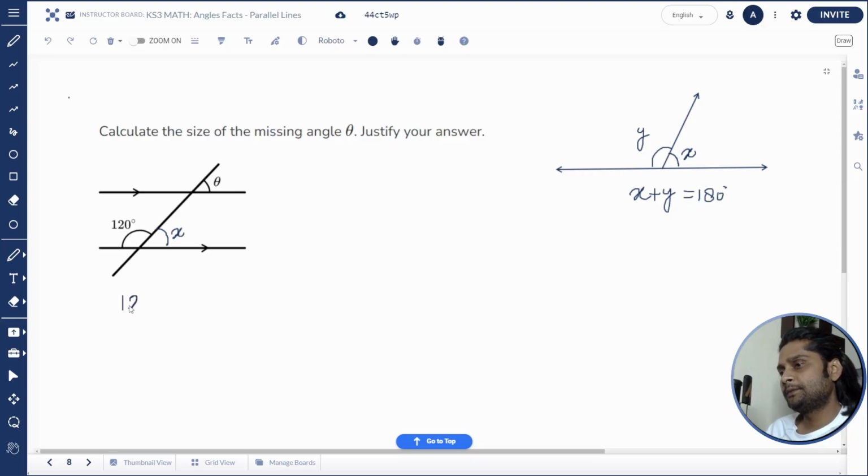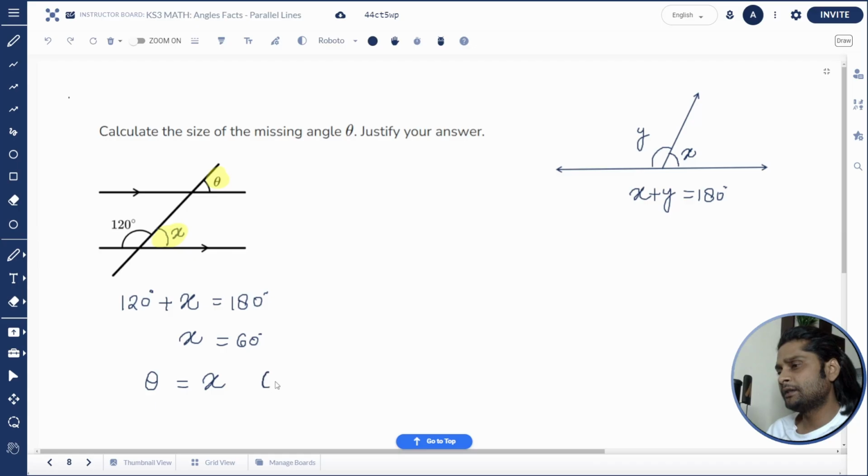So by the linear pair theorem, we have 120 plus x equal to 180 degrees, and when you simplify this you get x equals 60 degrees. Now students, look at this. If you just focus on the angle x and this theta, aren't they kind of corresponding angles? Yes, they are. They are the corresponding angles. So you could say that theta equals x.